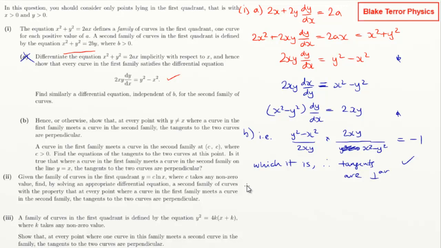So we're going to have then, well, let's say family 1. Let's do family 1 first.